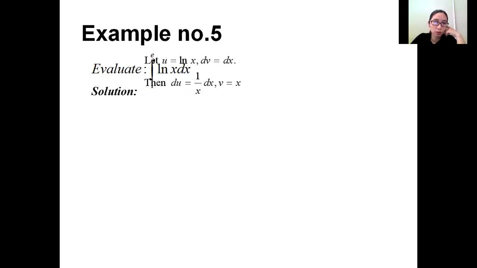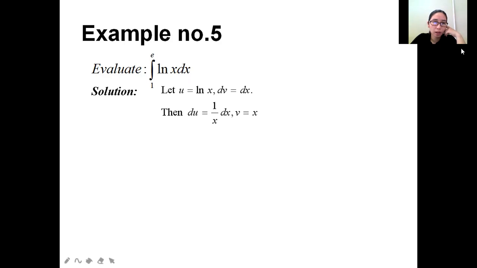So, for our solution, there is no algebraic term, so we take 1, which can be treated as a constant. We let u be equal to ln x, then our dv is dx, okay? So the derivative of ln x is 1/x dx, and the integral of dx is now x.